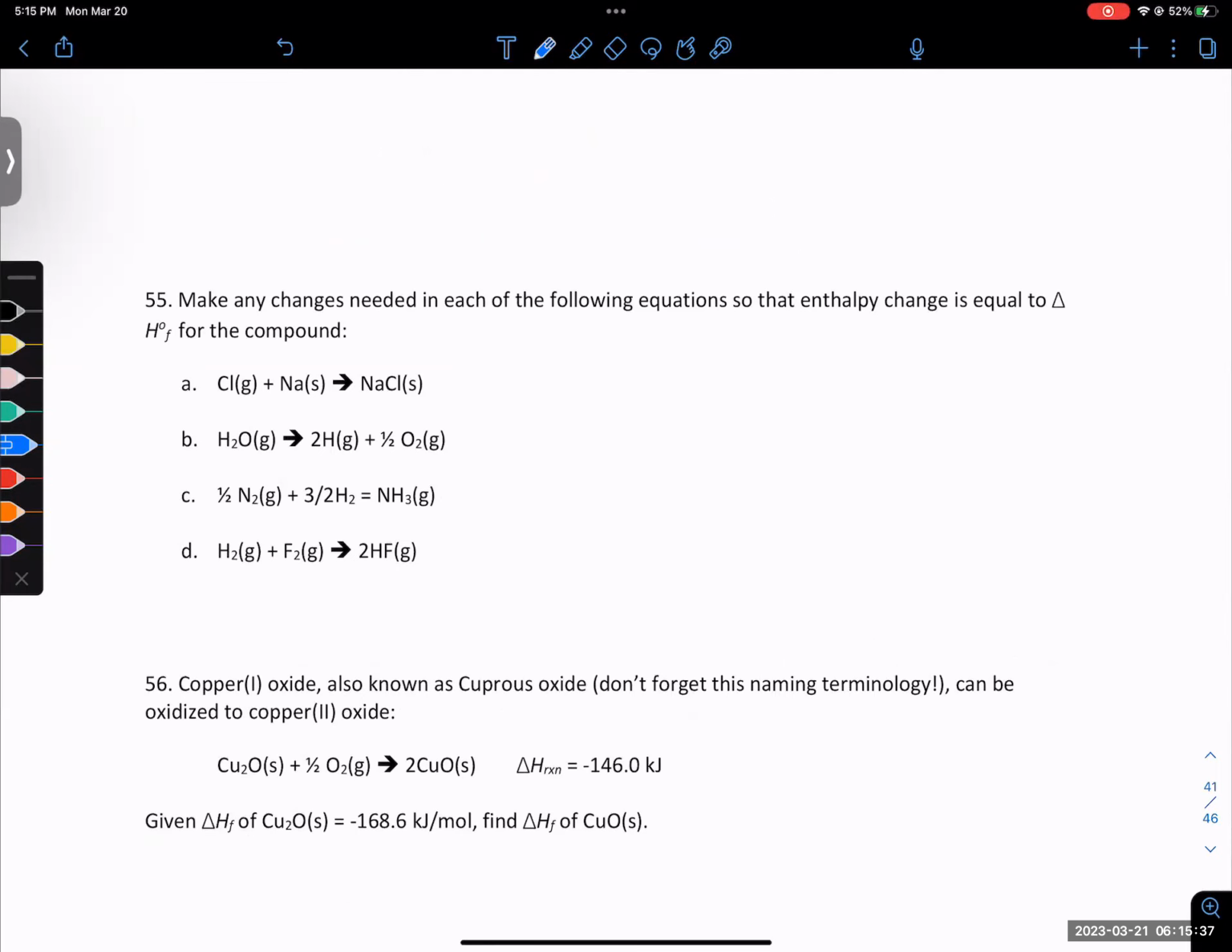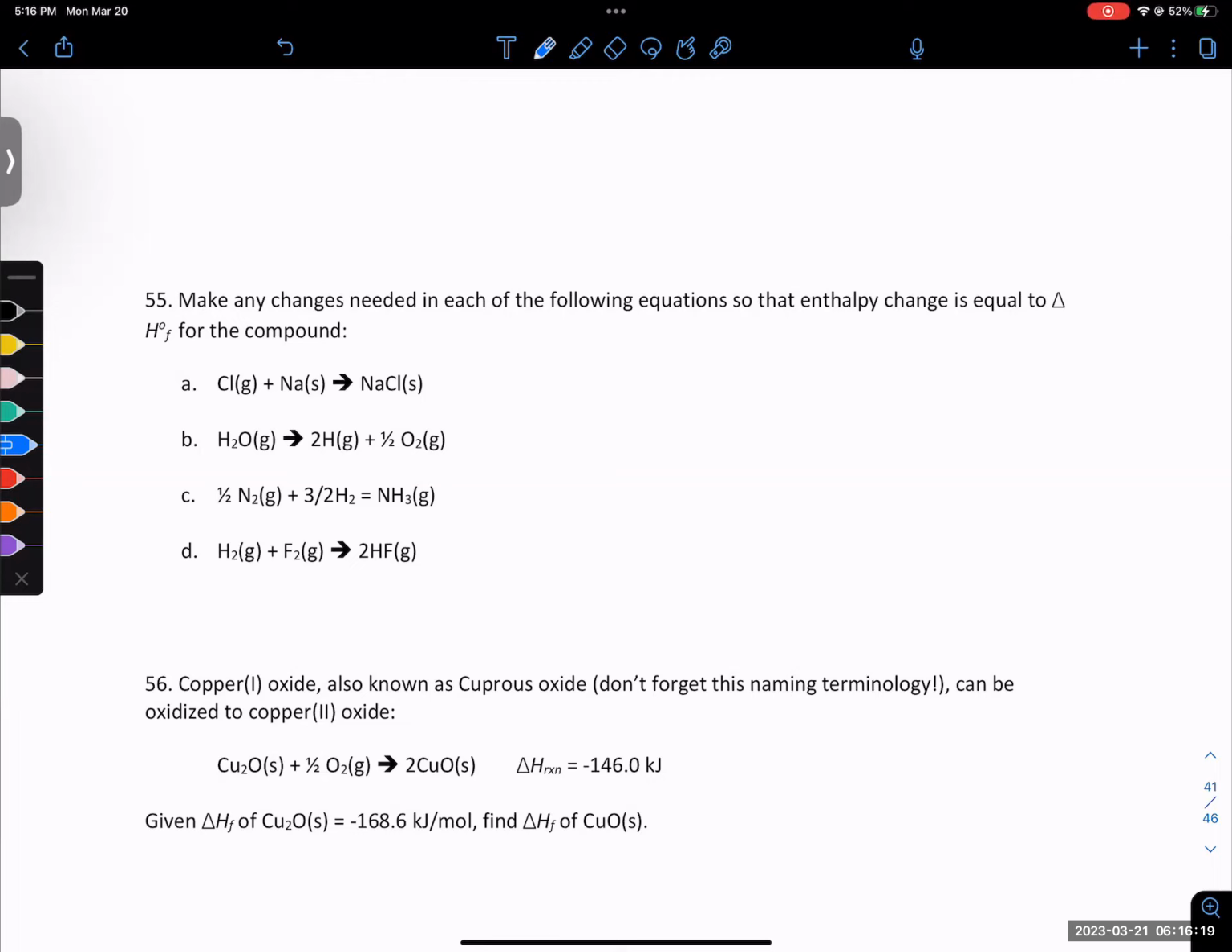All right, let's do number 55. It's saying, make any changes needed in each of the following equations so that the enthalpy change is equal to the enthalpy of formation for the compound. All right. So what is the definition of enthalpy of formation? Enthalpy of formation is defined as the heat associated to make 1 molar product, whatever that product is, from its elements, the elemental form.